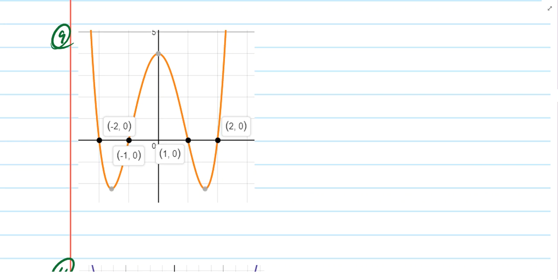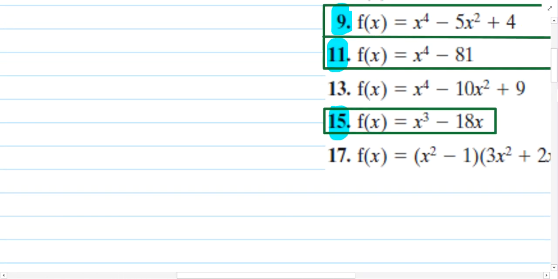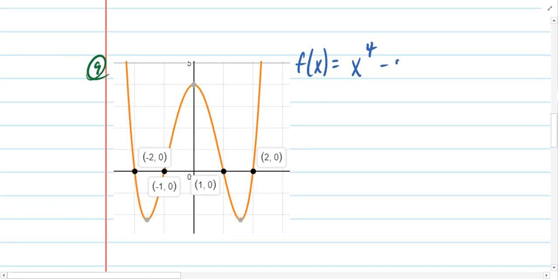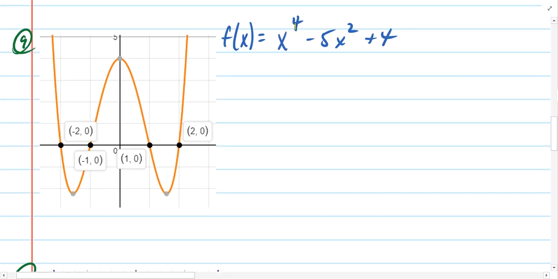So I would encourage you to graph this equation on your own Desmos page. This is the function, and I don't recall exactly what it was. I'll pull it up in just a second. But the equation is a quartic equation: x to the 4th power minus 5x squared plus 4. So because this is a quartic equation, I know that we should find 4 solutions. There have to be 4 solutions.